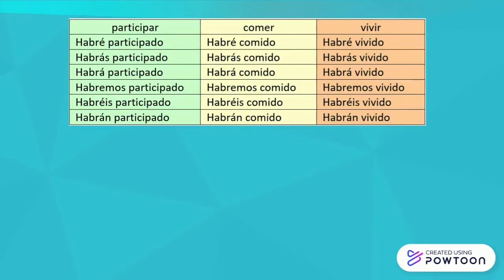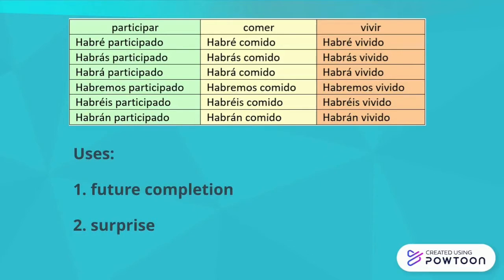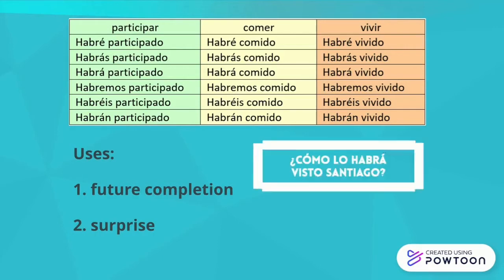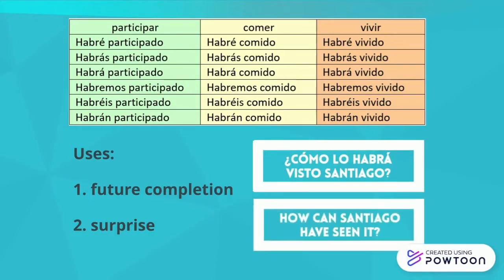Regarding the uses, the future perfect tense in Spanish is used to express future completion, as in English, and to express surprise. For example, ¿Cómo lo habrá visto Santiago? And its translation into English, how can Santiago have seen it?